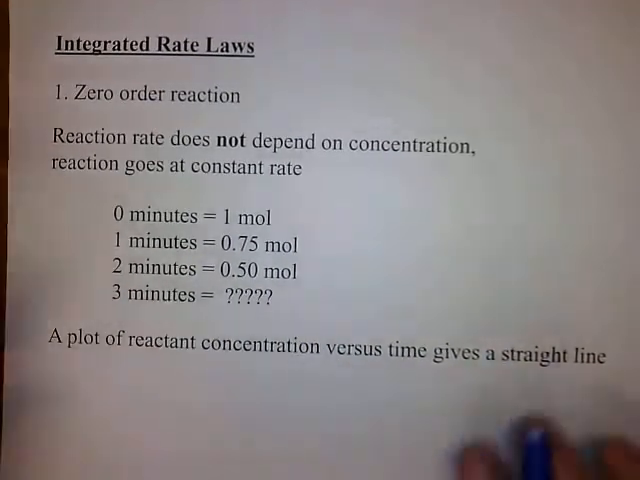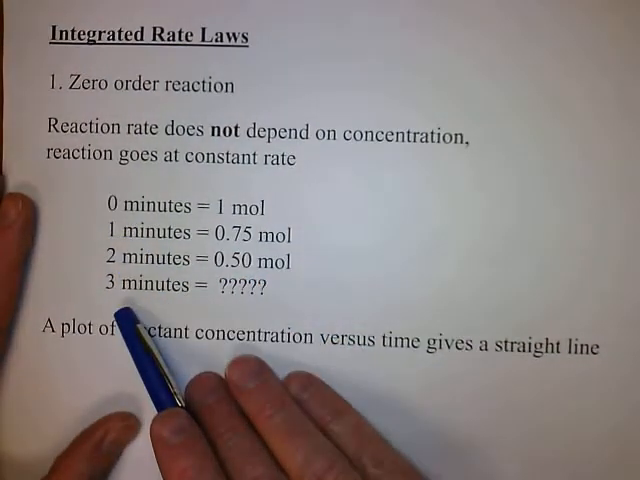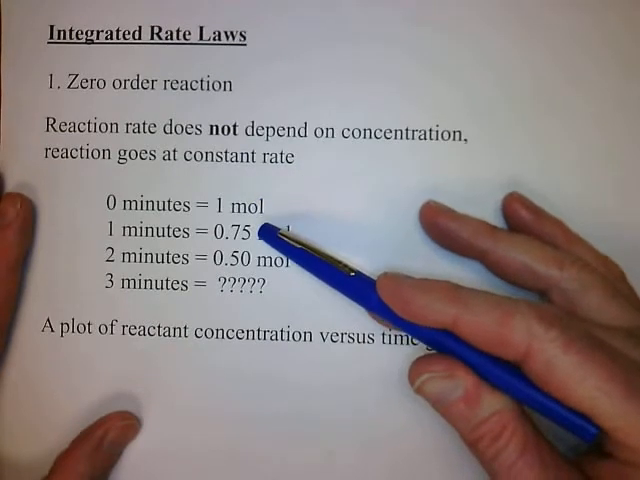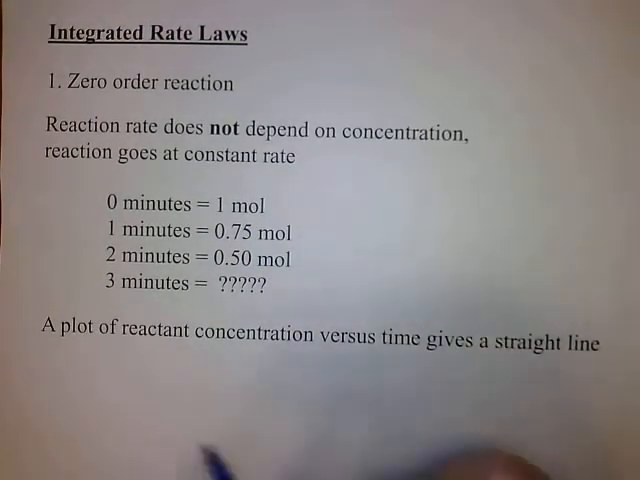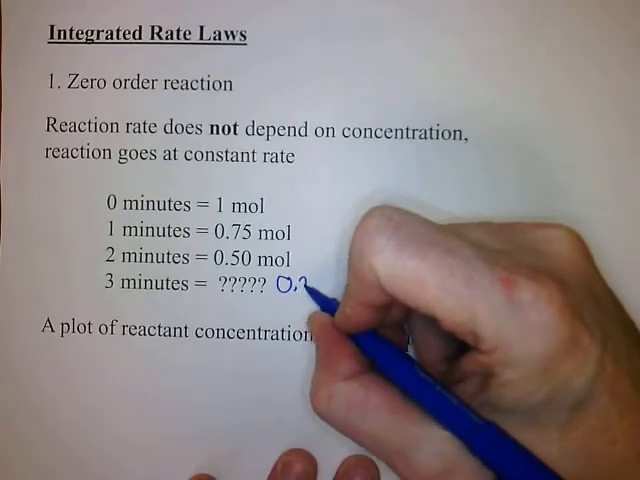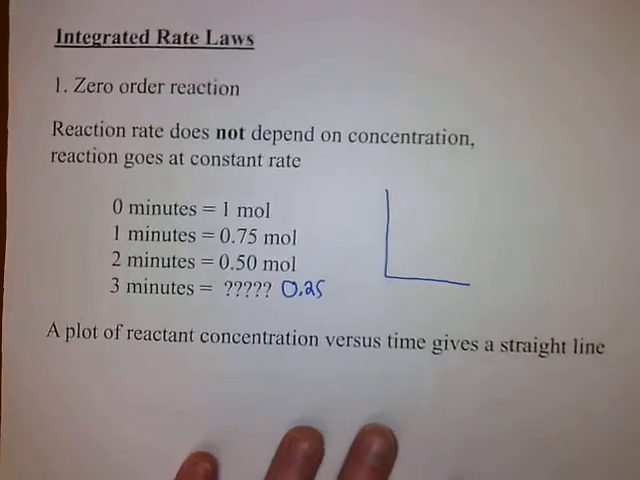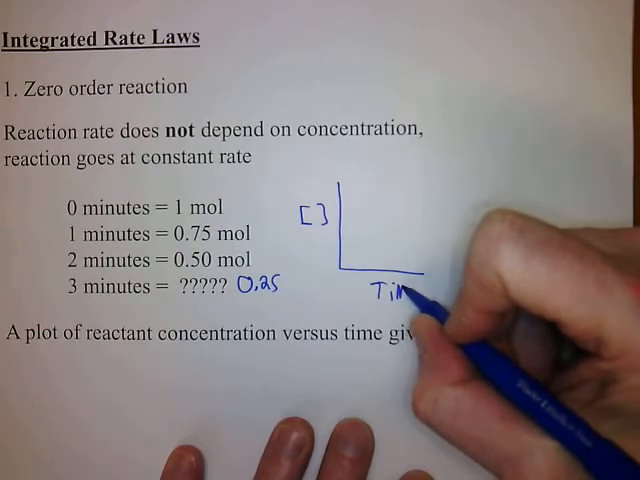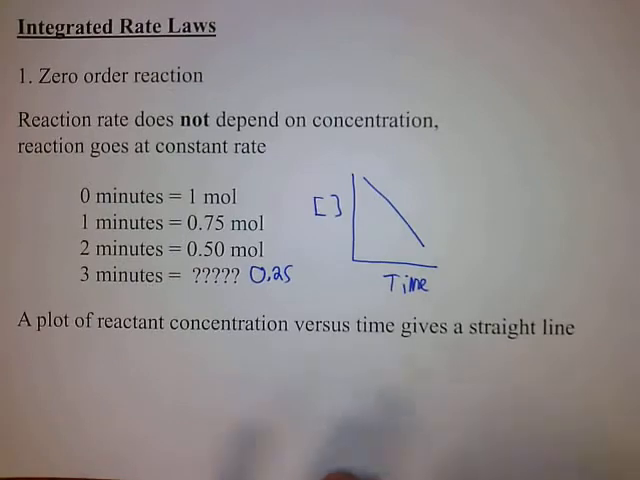Well, it's a straight line when you have constant intervals in both variables. In other words, this is a constant interval, and this is a constant interval. From 1 to 0.75 is the same change as from 0.75 to 0.5. So after 3 minutes, you'd have 0.25 moles, right? If you graphed this, concentration versus time, it would be a straight line. So a plot of reactant concentration versus time gives you a straight line.